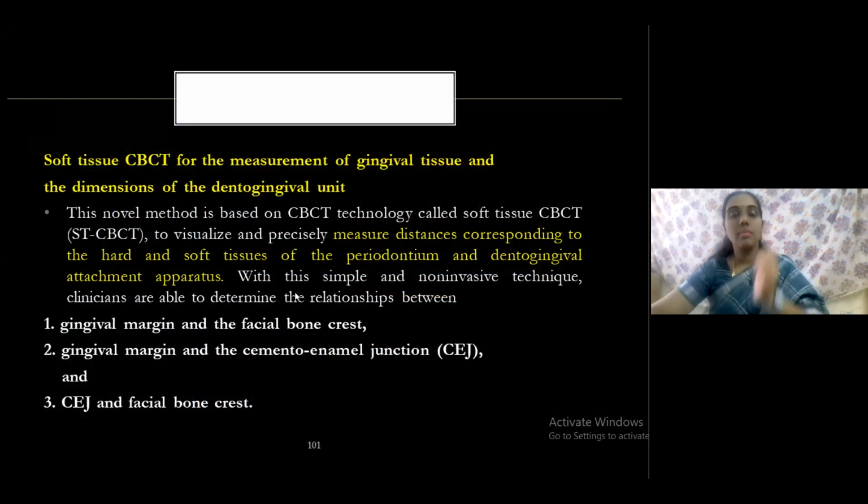So there is also some new invention in case of CBCT, that is soft tissue CBCT, which is still under research. But with its help we can also measure the gingival tissue and the dimension of the dentogingival unit. That is what we were speaking of, what is a great disadvantage of CBCT when compared to CT, that we were not able to see the soft tissues. But soft tissue CBCT is still under research, and it will give you a very clear picture of the gingival margins, the facial bone crest, gingiva and the cemento-enamel junction, and this is a great advantage.